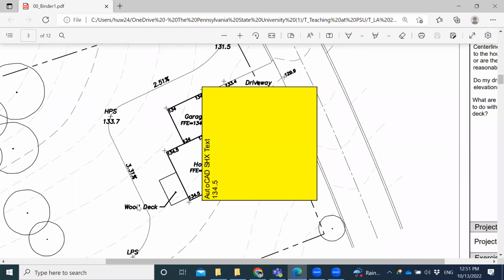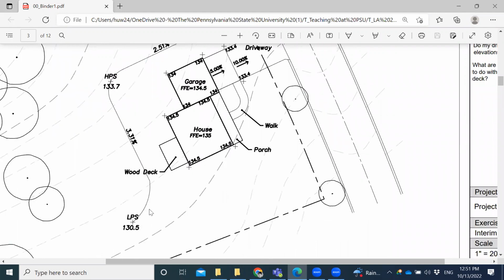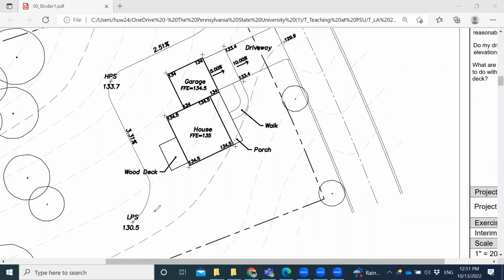For this one, this doesn't look like it's going to have any problems. You could end right here. Now, if you want to connect that one over here, it might be a little difficult to go 131, come back.